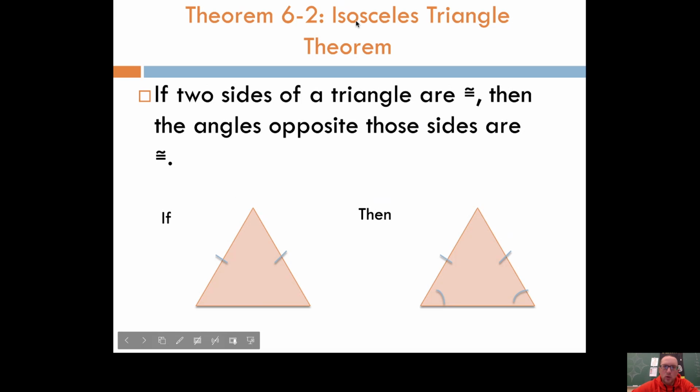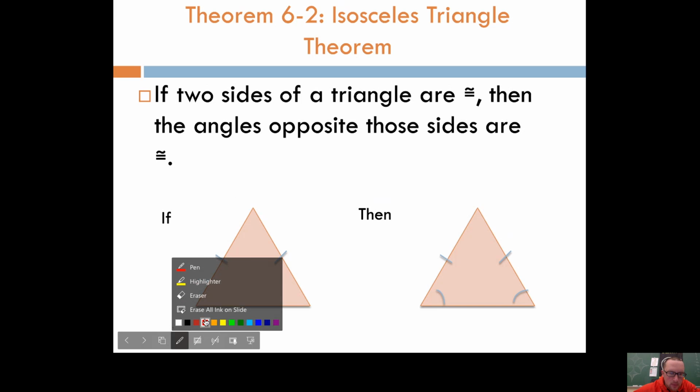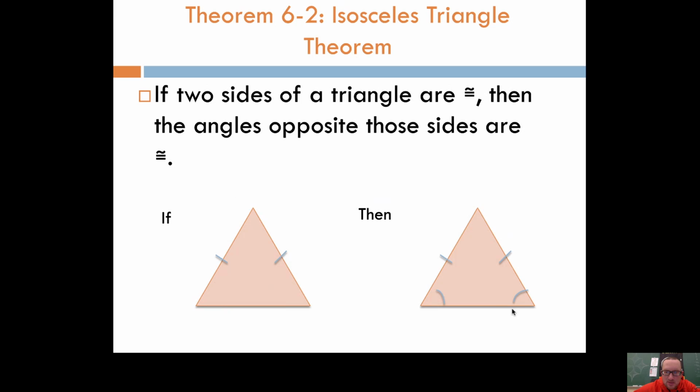This is theorem 6.2. It's the isosceles triangle theorem. It tells you if two sides of a triangle are congruent, angles opposite of those sides are congruent. So it's basically telling you if you know where the legs are, you should be able to identify the base angles. So for example, if these two sides are congruent, then this is the base, which means these are the base angles.